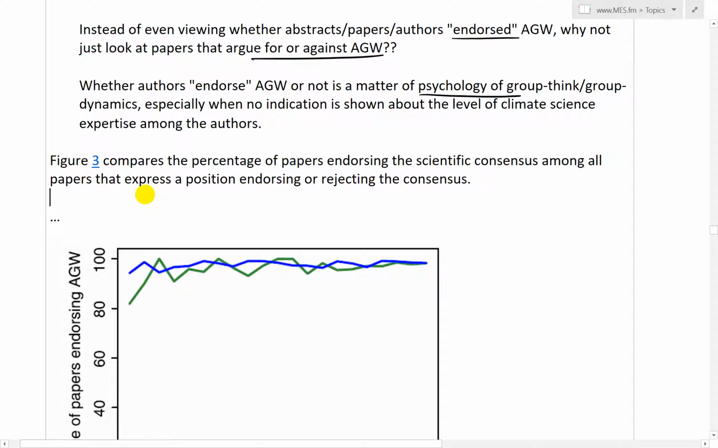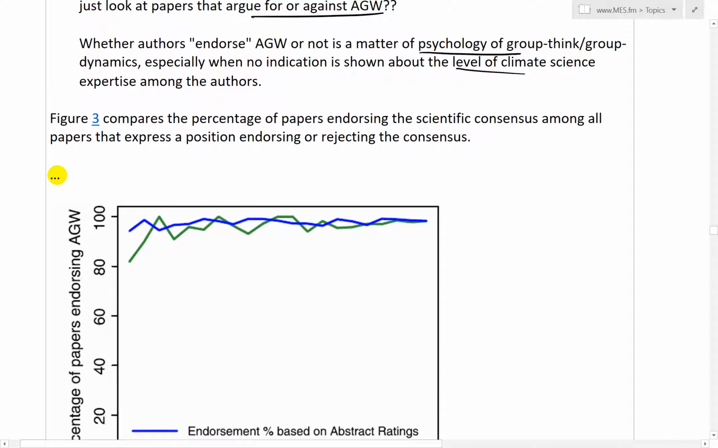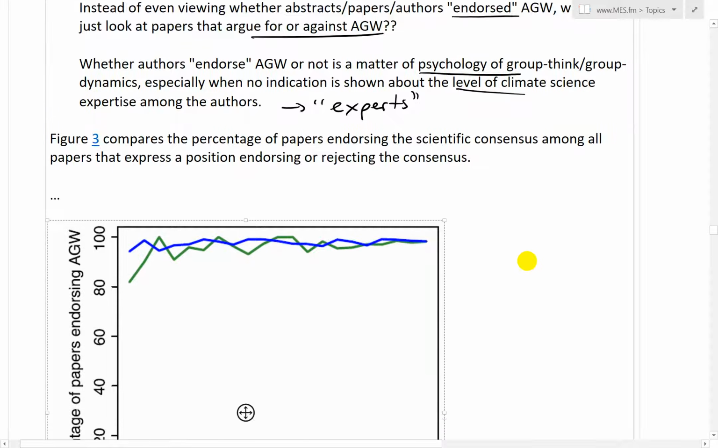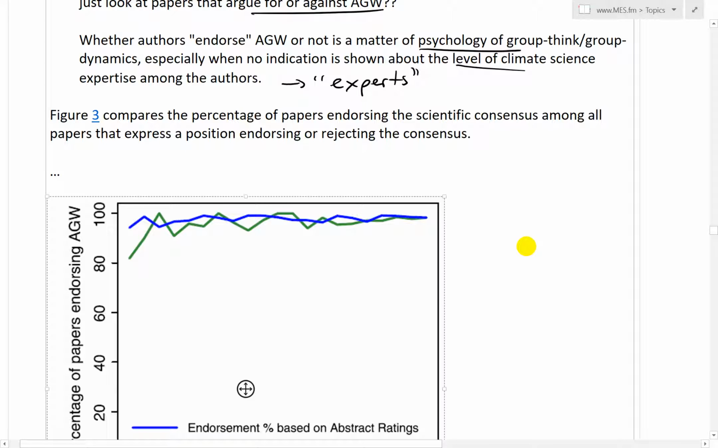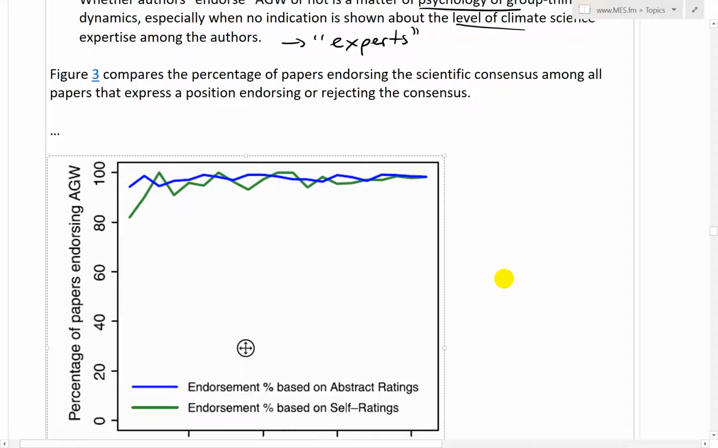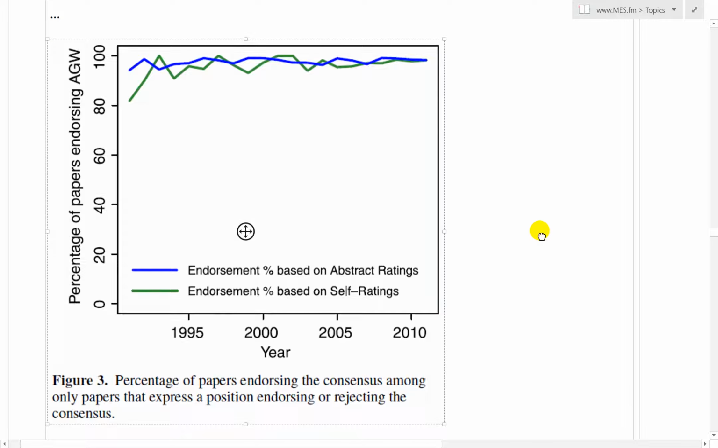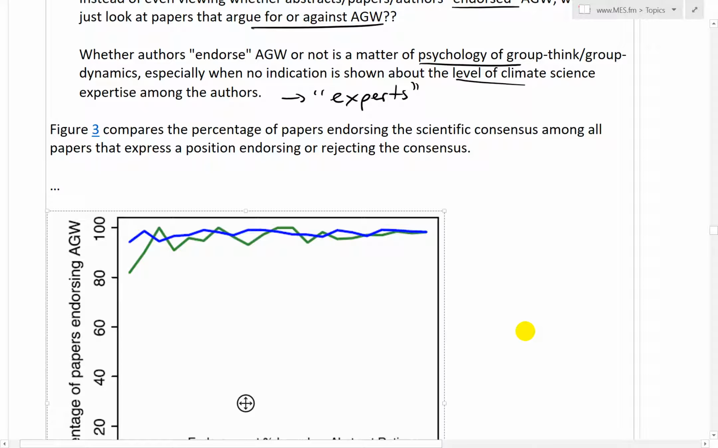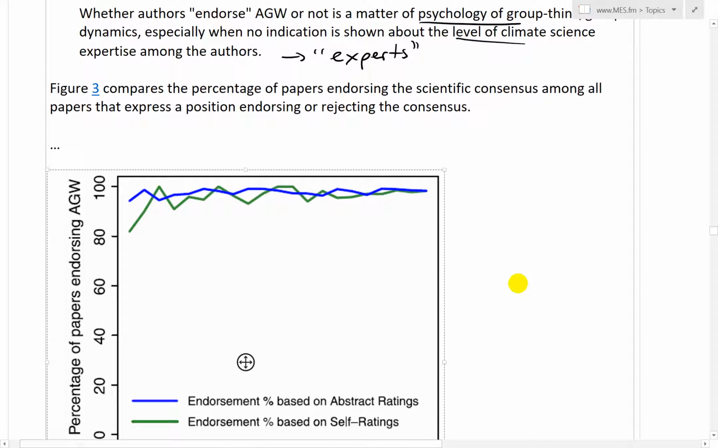It's all a psychological operation, a matter of the psychology of groupthink and group dynamics, especially when no indication is shown about the level of climate science expertise among the authors. Instead, they're all labeled with the go-to word of experts. So then when the public sees, oh, experts are saying this, so it must be all correct. Even though many of these, in my opinion, are not experts in the actual climate science, and instead they accept the assumption of AGW for funding, in my opinion, which I'll get to later.